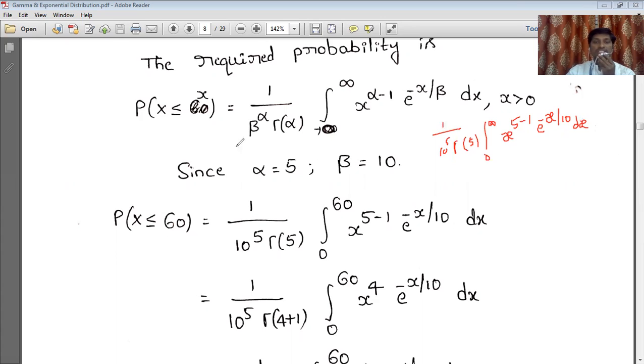But here it is generally up to infinity, but what we are calculating here is up to 60. So in place of infinity up to 60, it means we are splitting the interval as 0 to 60 and 60 to infinity. So we have the function only up to 60, and in the rest of the cases it is 0. Now 1 by 10 power.